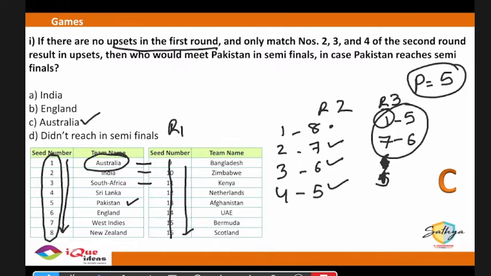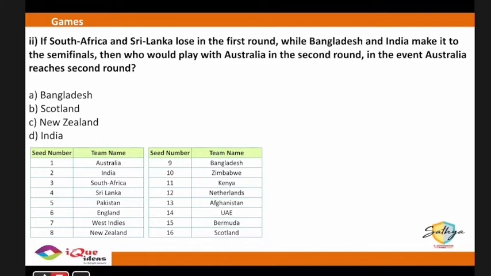Okay. Now, if South Africa and Sri Lanka lose in the first round, while Bangladesh and India make it to the semi-finals, then who would play with Australia in the second round in the event Australia reaches the second round?